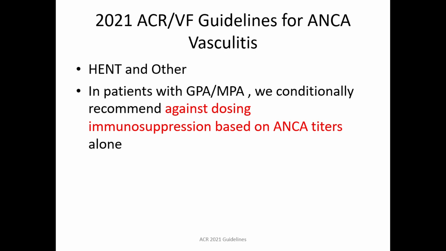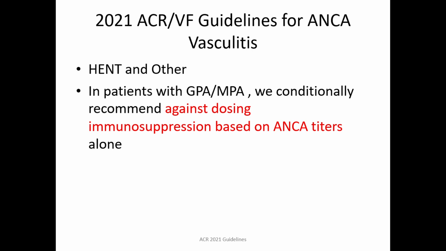I've seen that. In patients with GPA, MPA, there's a conditional recommendation against the dosing of immunosuppression based on ANCA titers. Please do not do this. There's no need to do serial ANCA from time to time, serial anti-double stranded DNA.